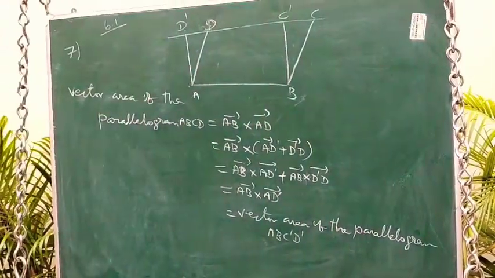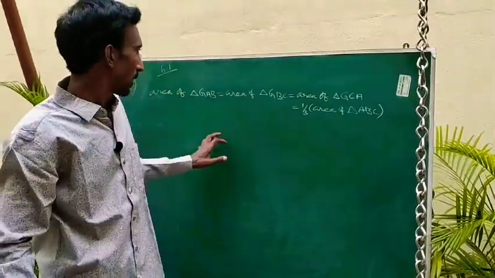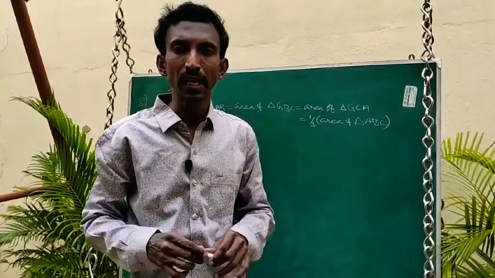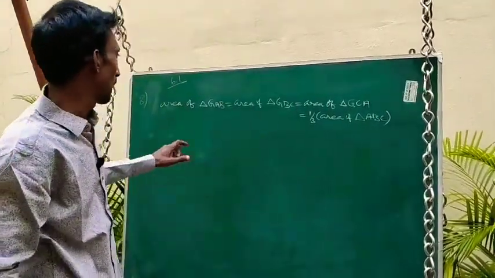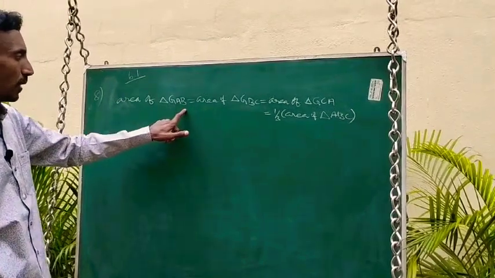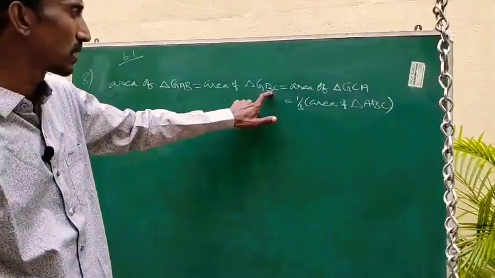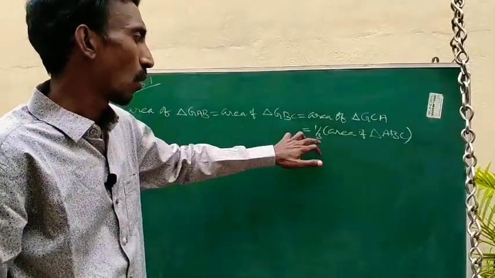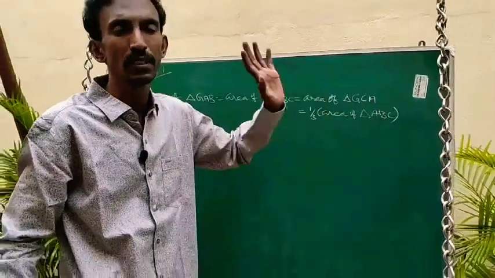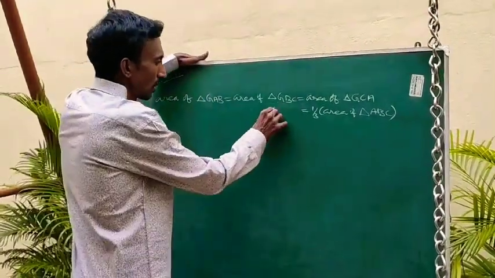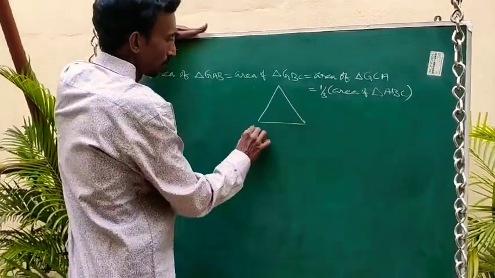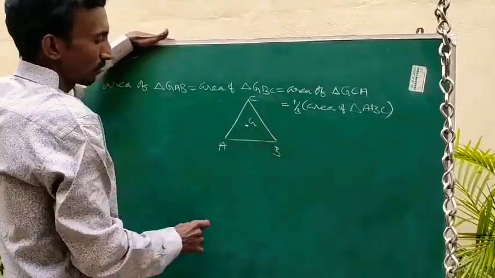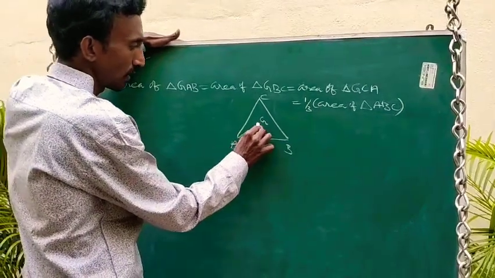That is our aim. Student, question number 8 in exercise 6.1. The question is, if G is the centroid of the triangle ABC, then prove that the area of the triangle GAB is equal to the area of the triangle GBC is equal to the area of the triangle GCA is equal to 1 by 3 times the area of the triangle ABC. So take a triangle ABC. Now G is the centroid of the triangle ABC.